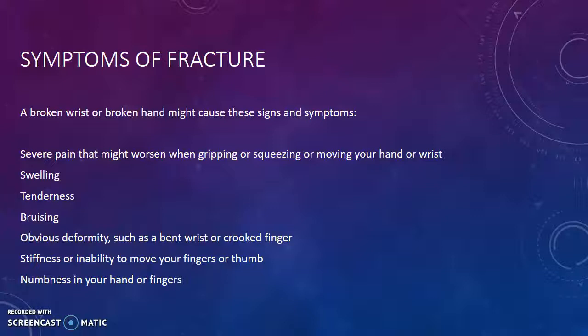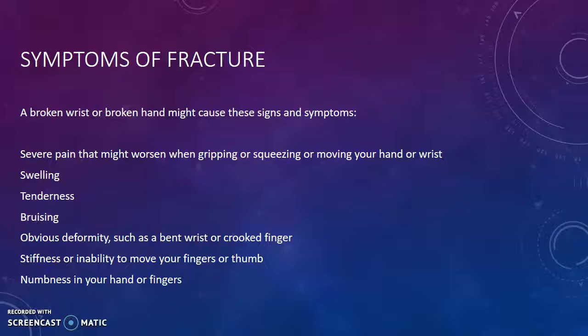A broken wrist or broken hand might cause these signs and symptoms. Severe pain that might worsen when gripping or squeezing or moving your hand and wrist. Swelling, tenderness, bruising, obvious deformity, any bulge or anything that you might see, crooked finger, bent wrist, stiffness or inability to move your fingers or thumb, and numbness in your hand or fingers. So these are just some of the symptoms that you can have as a result of this injury.